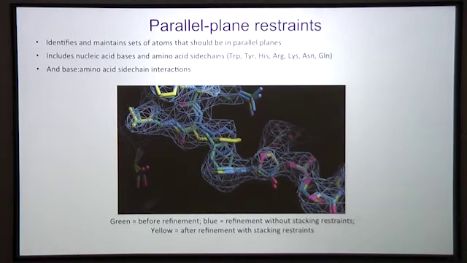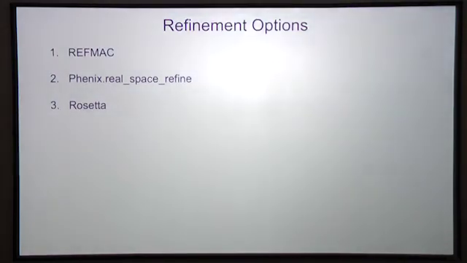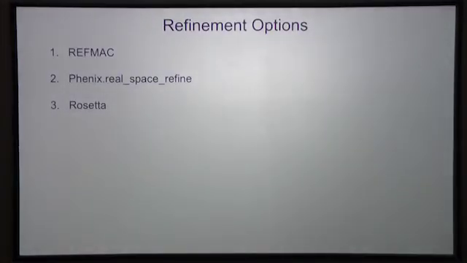So here shows a refinement of a phenylalanine, which is stacking with a nucleotide. If you do not include these restraints, refinement pushes it away, preventing it from clashing. But only when you include the restraints can you get nice stacking between the two. And these restraints are common for each of the refinement programs. They all use restraints. And really, there's 3 main refinement packages available. There's RefMac, Phoenix Real Space Refine, and Rosetta. So I'll just talk about each of these.